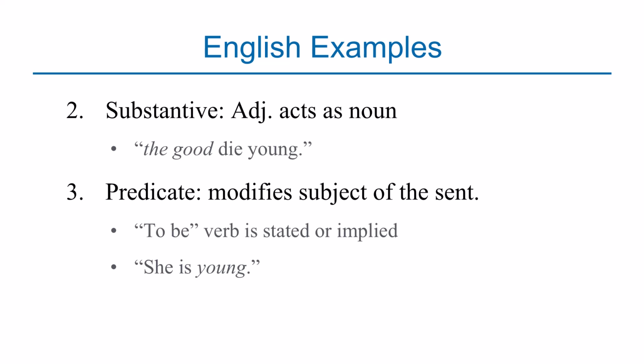The first one is that the adjective can act in the attributive. And the second one, the adjective itself can function as a noun in the sentence, and that is the substantive. And the third one is that the adjective can function predicately, meaning modifying the subject of the sentence. For example, she is young. The word young there is an adjective, modifying the word she, adding more meaning to the subject of the sentence.